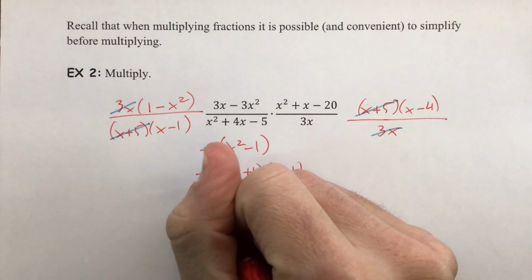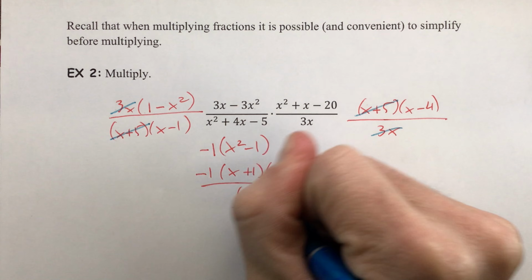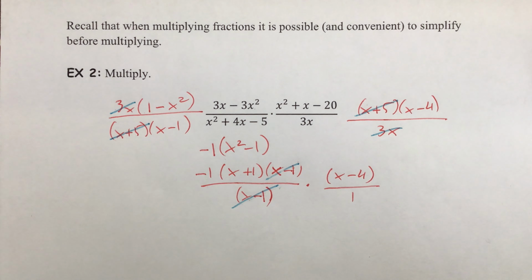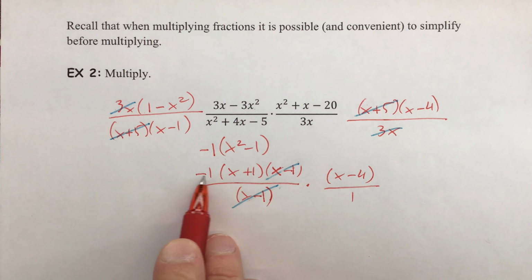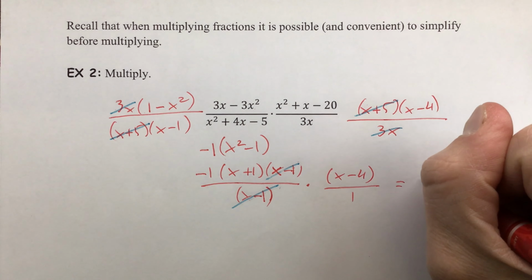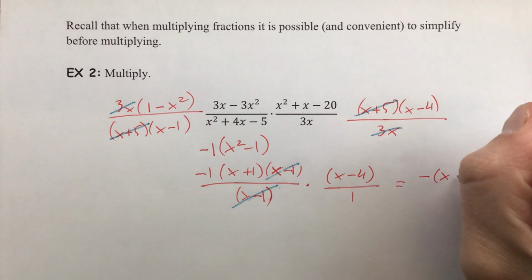Okay, and then we've got the x minus 1 on the bottom. From over here, we've got just that part, x minus 4, which you could place over 1. And now we can cancel these out. And in addition, you can actually just remove the 1, but you're going to keep that negative there. So ultimately, we get negative x plus 1 times x minus 4.